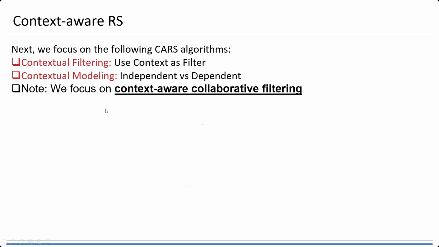So let's look how the algorithm works on this recommendation. So next we focus on the two CARS algorithms. The first is the contextual filtering. It means use the context as the filter, and then we can do the recommendation. Or the second algorithm is the contextual model. So we will look at the modeling, whether it is independent or dependent.